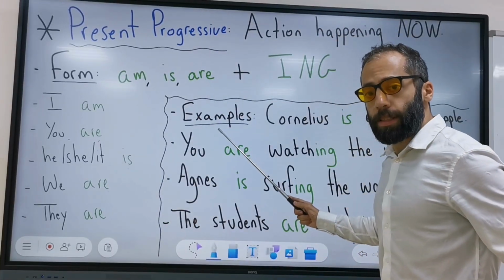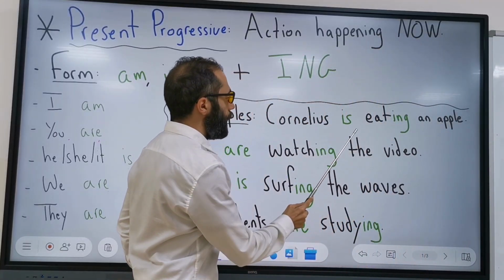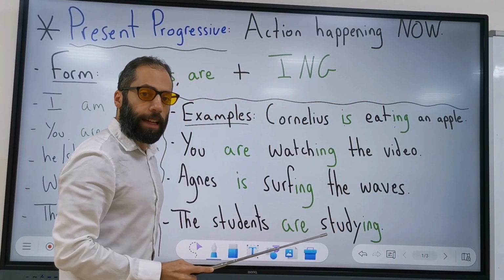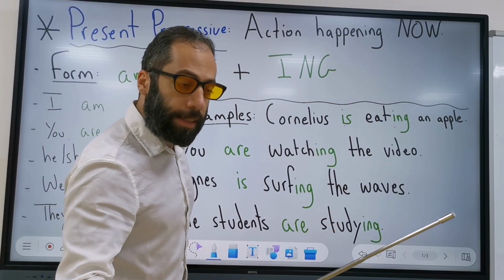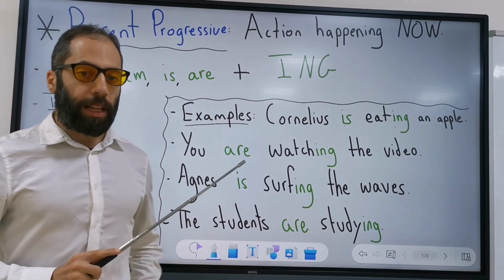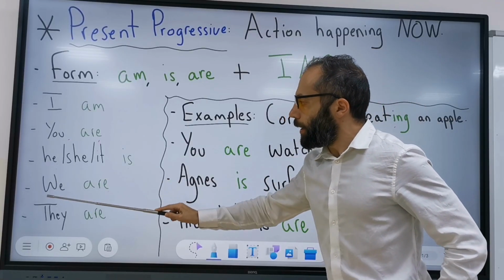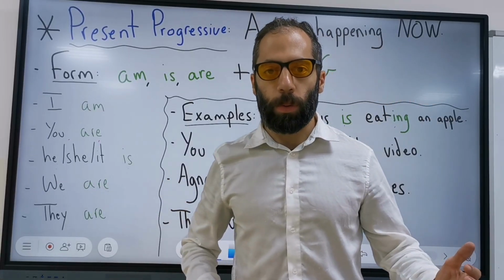Here are some examples. Cornelius is eating an apple. Now, Cornelius is actually a he. Because Cornelius is a he, I'm going to use is.